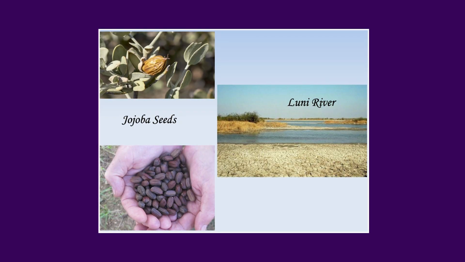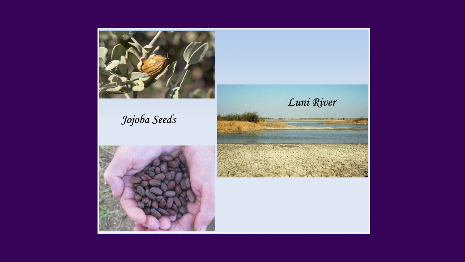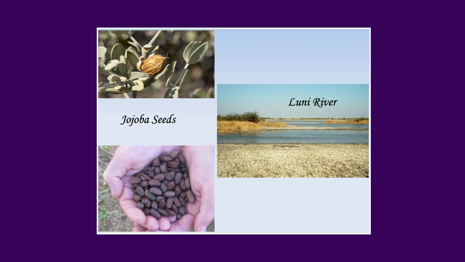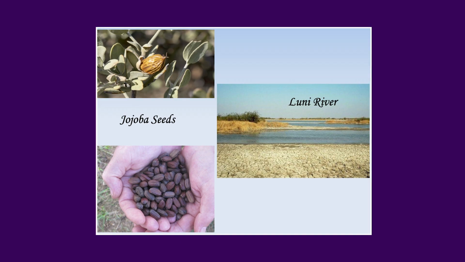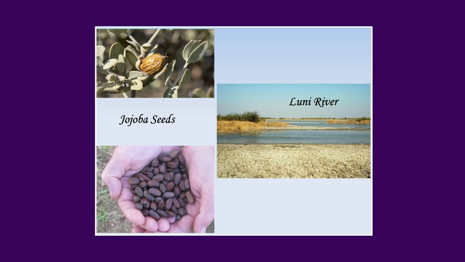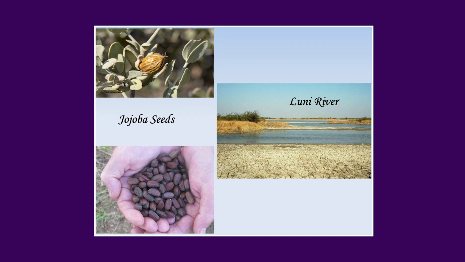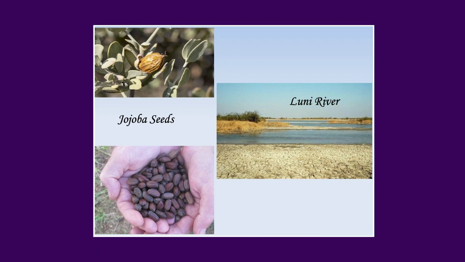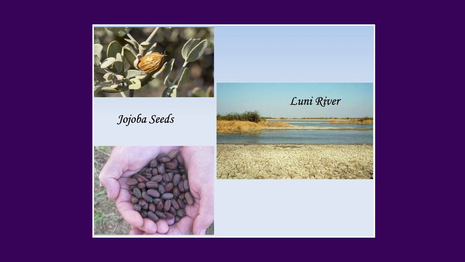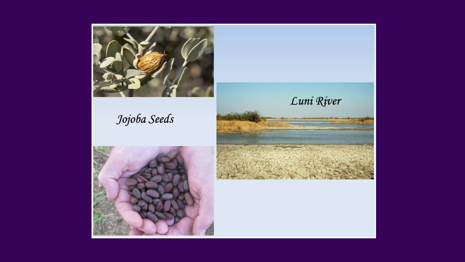Jojoba has shown to be the most promising of these. It is a shrub that grows in dry regions. Jojoba oil and wax are produced from the seeds and used for medicine. So, it is the most economically feasible for planting in these places.